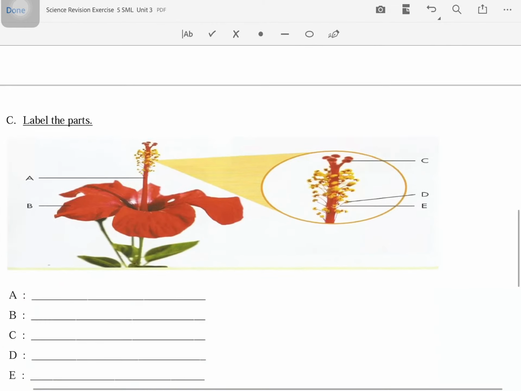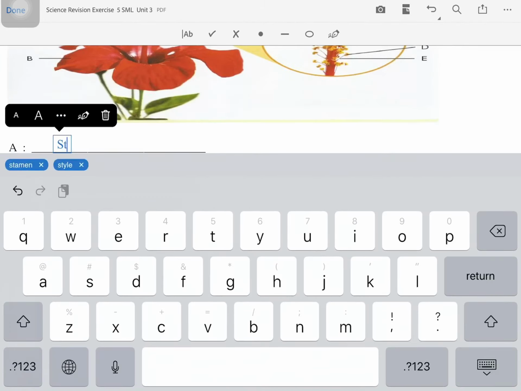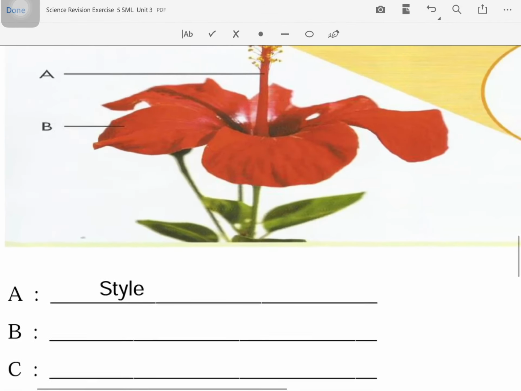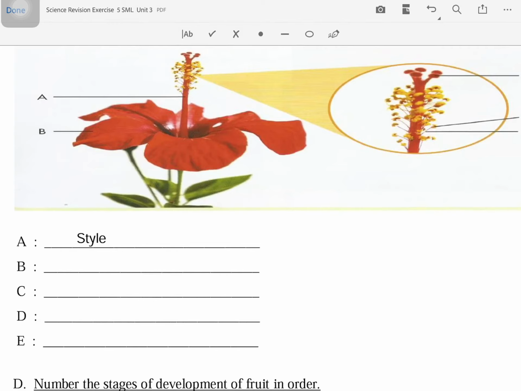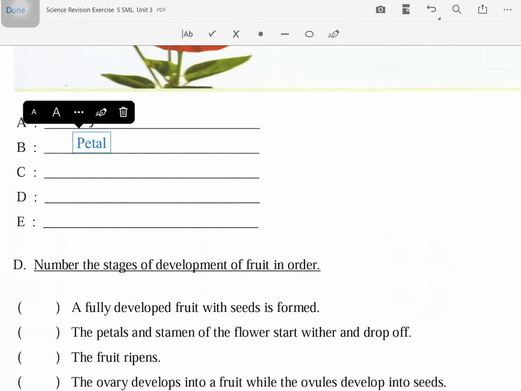Now, moving on to part C of your revision. You need to identify the few parts of the flower. So part A, what is it called? Part A, we call it the style. This is how you spell it, the style. Part B, it's the petal of the plant. Petal, P-E-T-A-L.